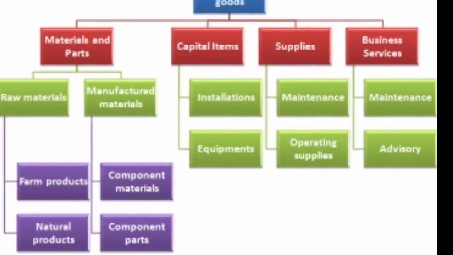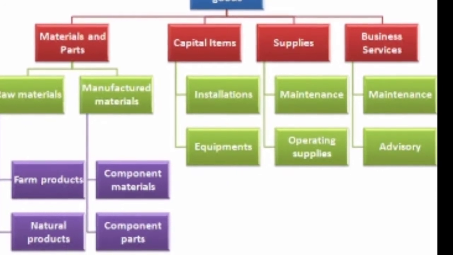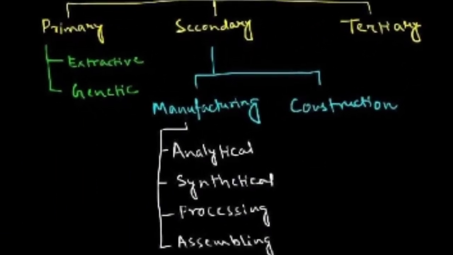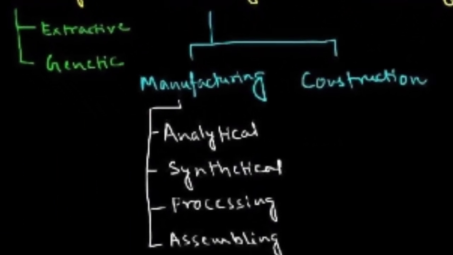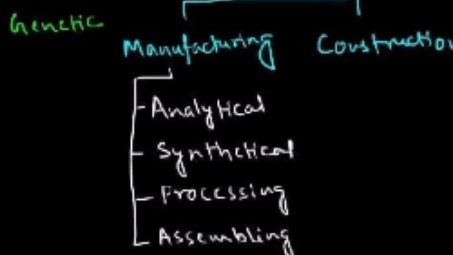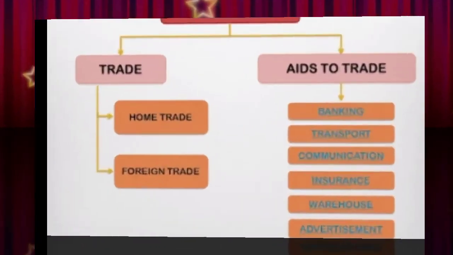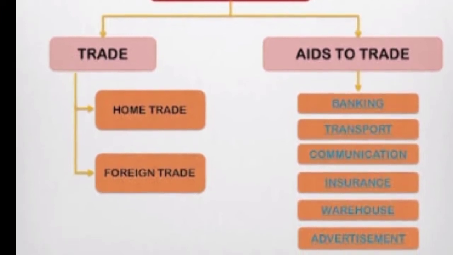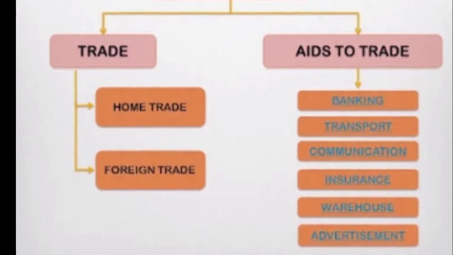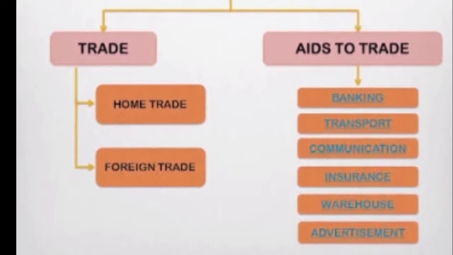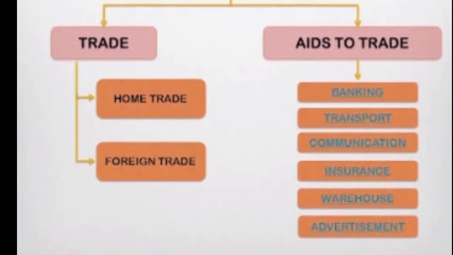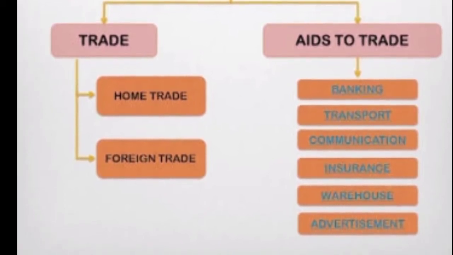Then commerce classification. There are mainly two important types of commercial activities, trade and auxiliaries to trade. Then trade may be again classified into two, internal trade as well as external trade. Auxiliaries to trade are banking, insurance, transportation, warehousing, communication, advertising, etc. Then internal trade is subclassified into two, wholesale trade and retail trade. External trade is subclassified into three, import trade, export trade and entrepot trade.